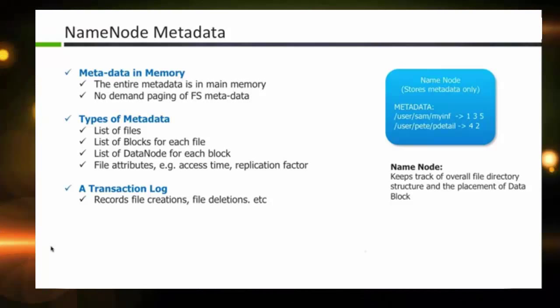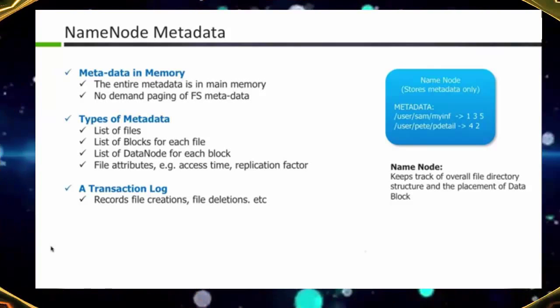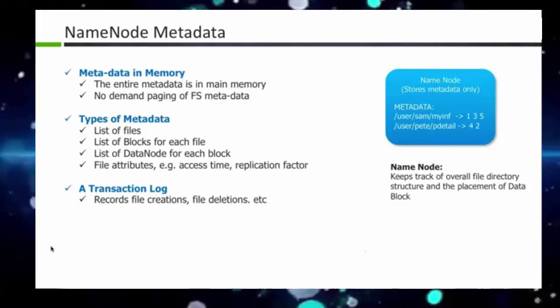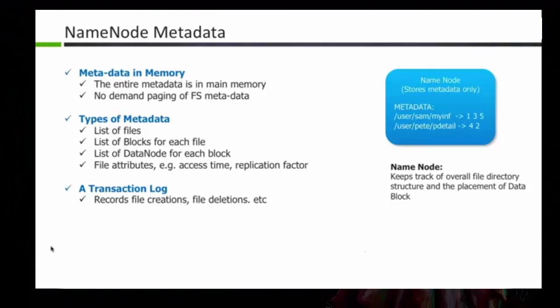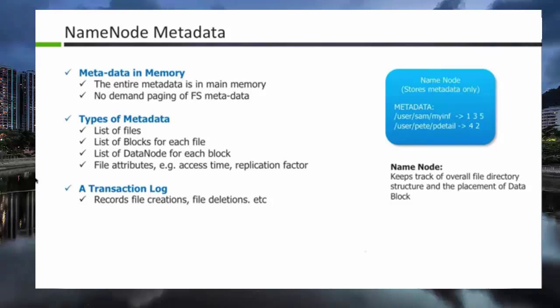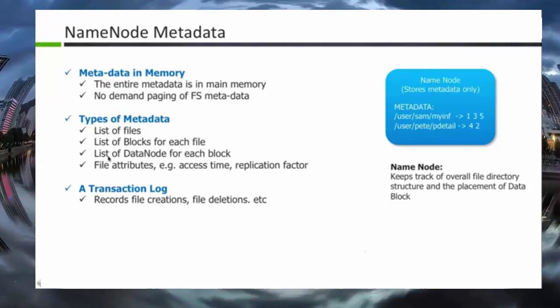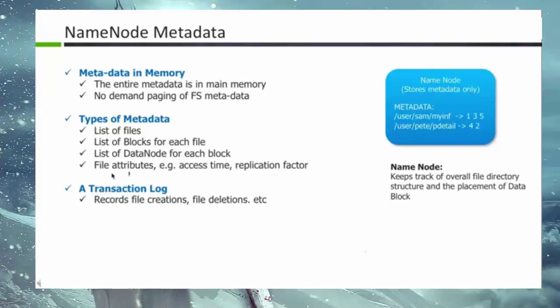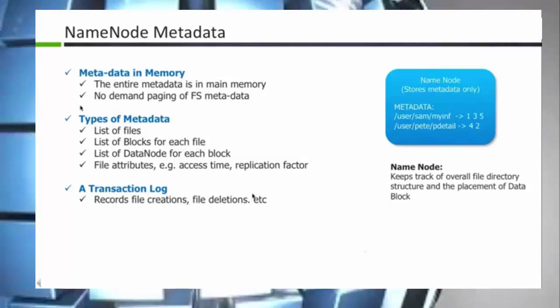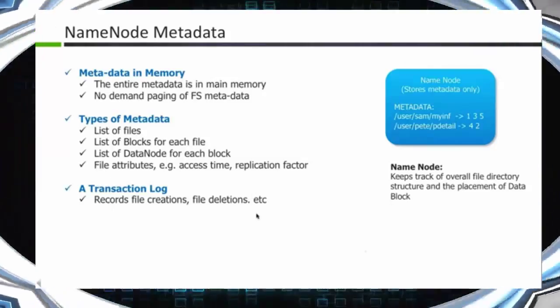So one very important thing: entire metadata is stored in the main memory, which means in the RAM itself. There's no demand paging of FS metadata. So entire metadata is stored in the main memory. Type of metadata is very simple. These could be list of files, list of blocks on each file, list of data nodes for each block, file attributes, etc. So overall directory structure is maintained here. A transaction log will contain the record of file creation, deletion, etc.